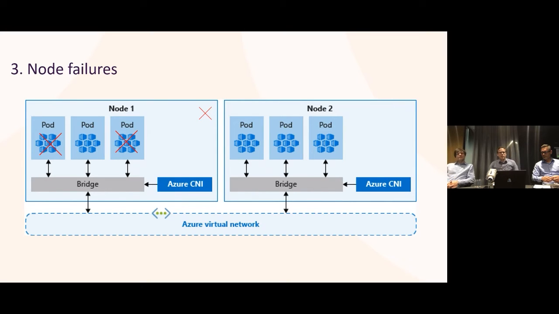Our third example here is related to the nodes. Both hardware and software failures can occur. Nodes and the control plane are very similar. As I mentioned, Microsoft upgrades the control plane for us. If something goes wrong there, you can't really do anything else than contact Microsoft support. They will help you. It's similar with the nodes.